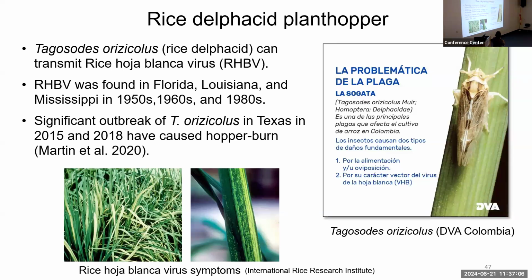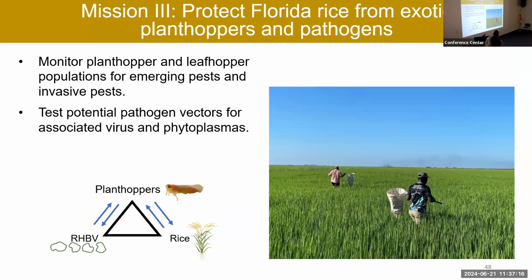And as I mentioned, this planthopper caused problems in Texas because of the high population level, and it caused hopper burn. So what we are doing in our rice field is we keep monitoring planthopper numbers and see if they're becoming an emerging pest, so we can have a management practice ready.